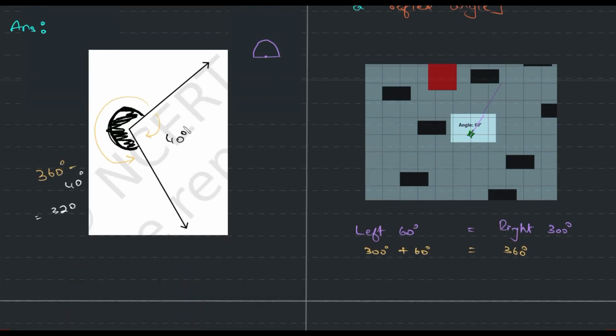Now my question to you guys is, what is the actual result? I've given you guys all the clues. This is 100 degrees. This entire thing is 100 degrees. How much is this? How do we find that? It is 360 minus 100 degrees. That will be 260 degrees. That's your answer. I hope you guys understood the concept.